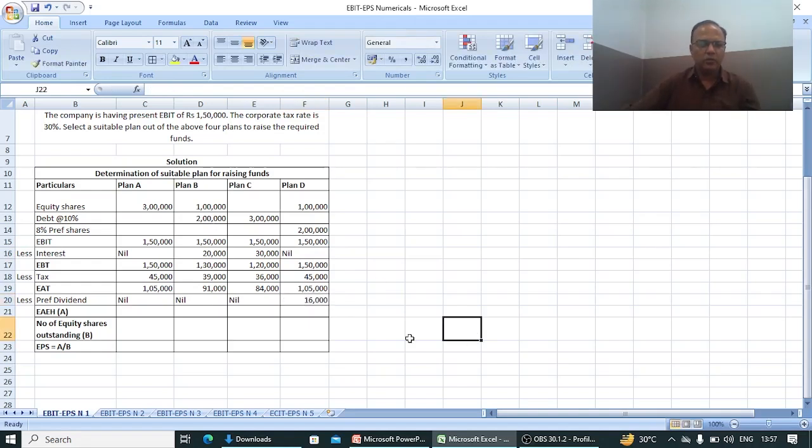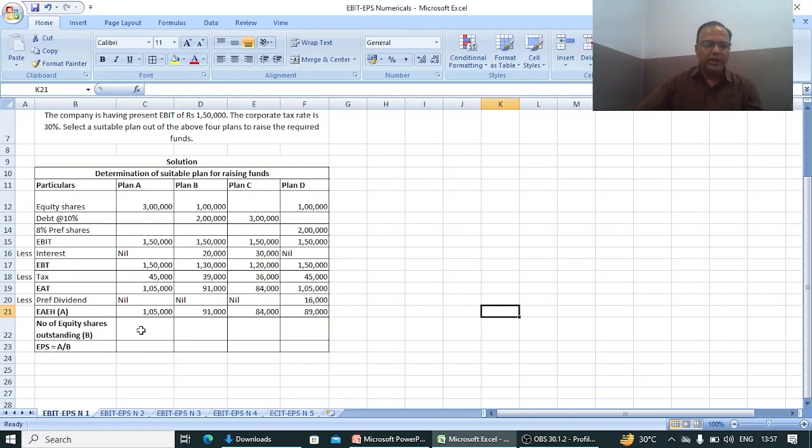Now earning available to equity holders will be 105,000 here, 91,000 here, 84,000 here, and here we have 89,000. So this is earning available to equity holders.